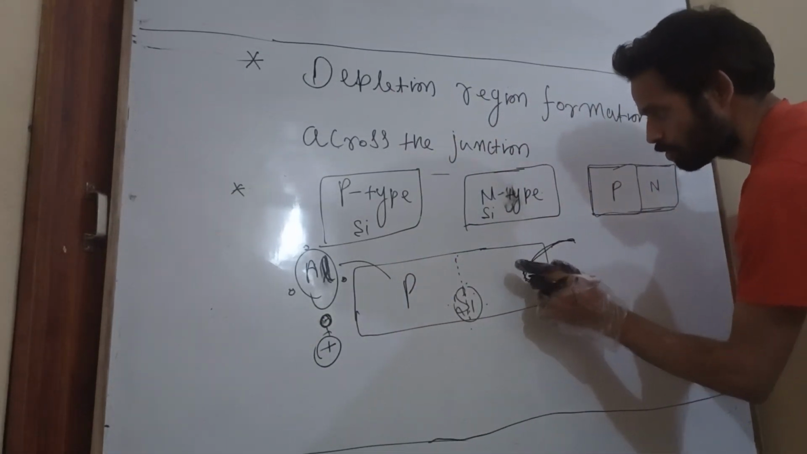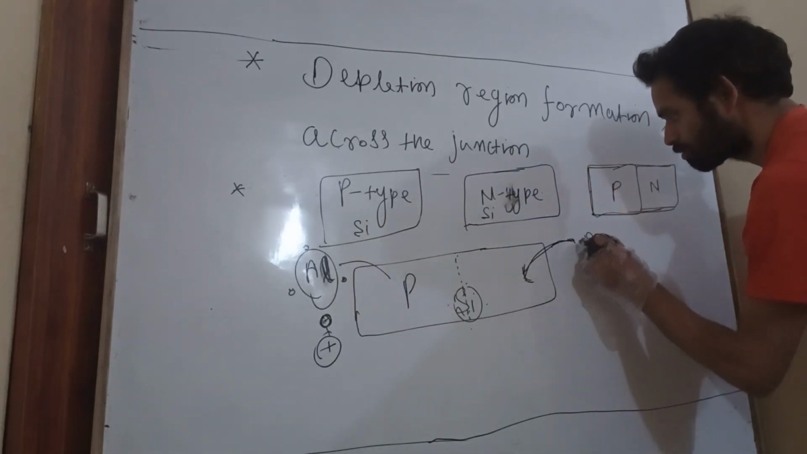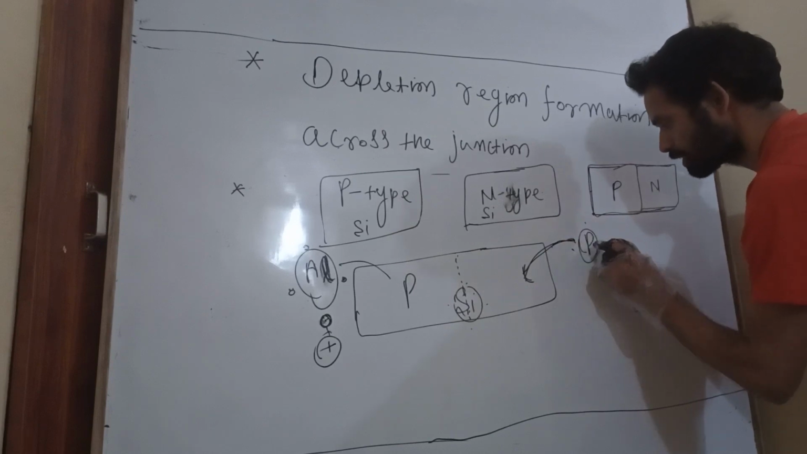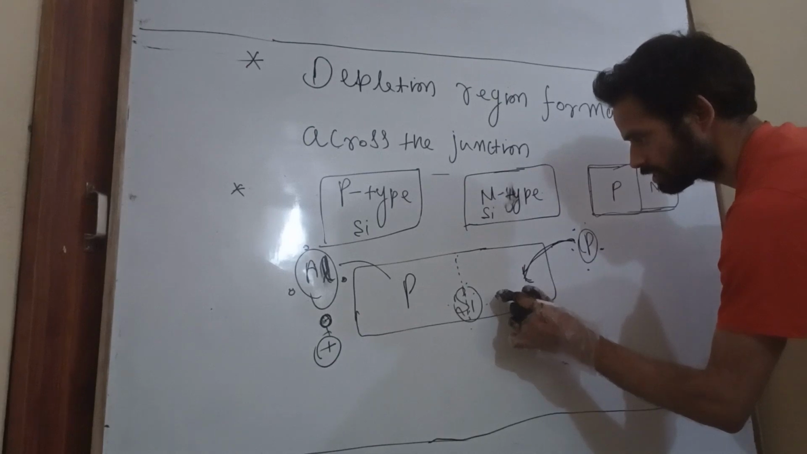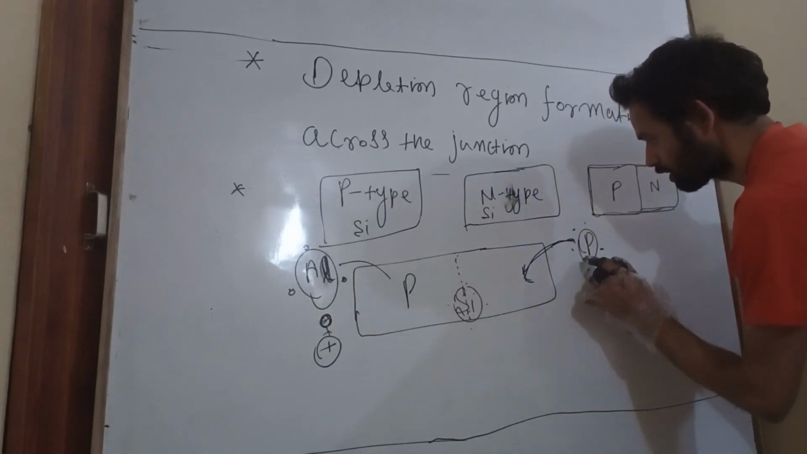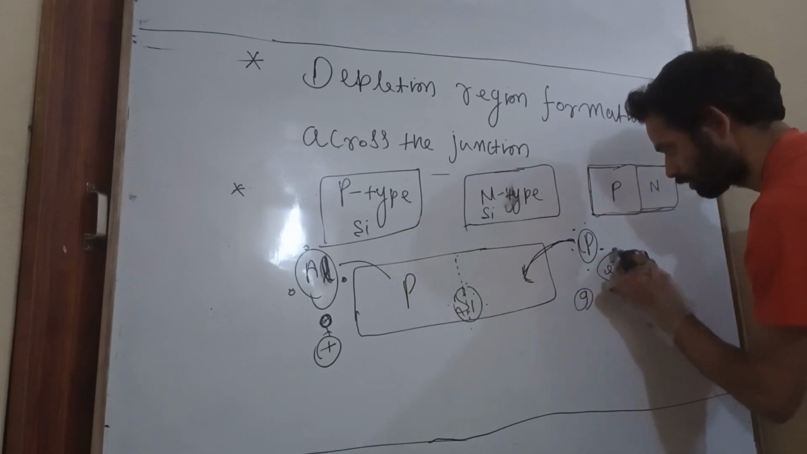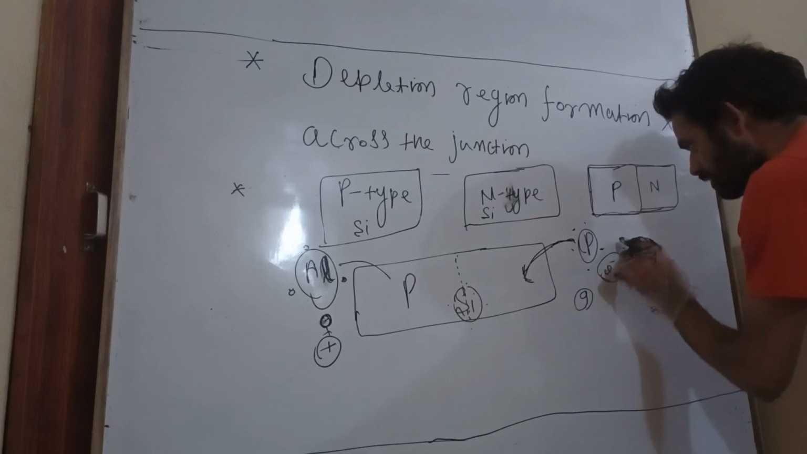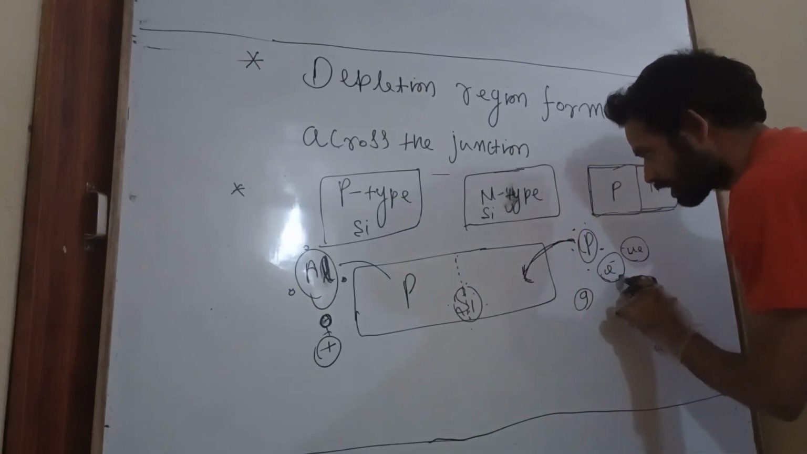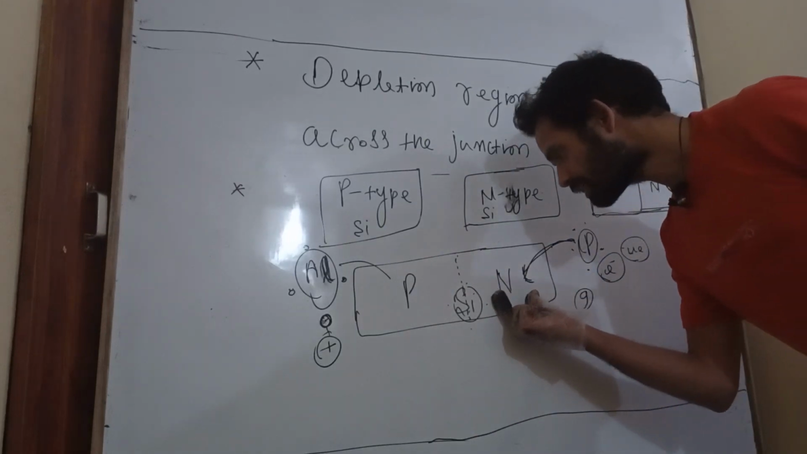Similarly, we dope this region with a pentavalent impurity like phosphorus. Phosphorus has 5 electrons in its outermost shell, and silicon has 4. 4 plus 5 is 9, which means one excess electron. This excess electron has negative charge, and negative charge means n-type. So it is an n-type semiconductor.